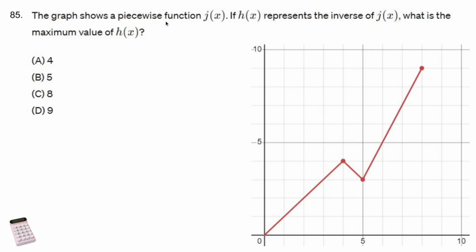The graph shows a piecewise function j of x. If h of x represents the inverse of j of x, what is the maximum value of h of x? Oh, cool, a calculator problem that we don't need a calculator for. It's happened a few times if you're watching all of my videos, and this is where it happens again. I don't need a calculator for this. Why it's in the calculator section, I don't know, to confuse you.